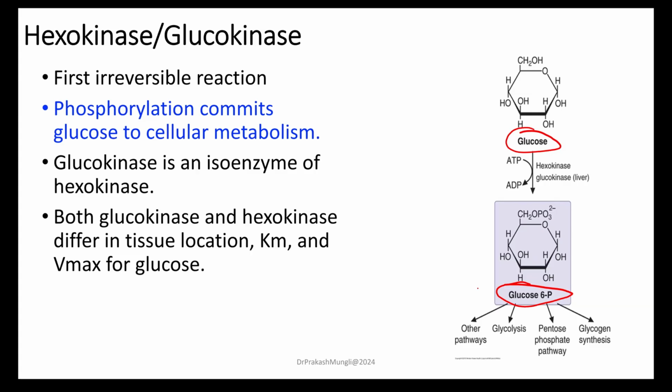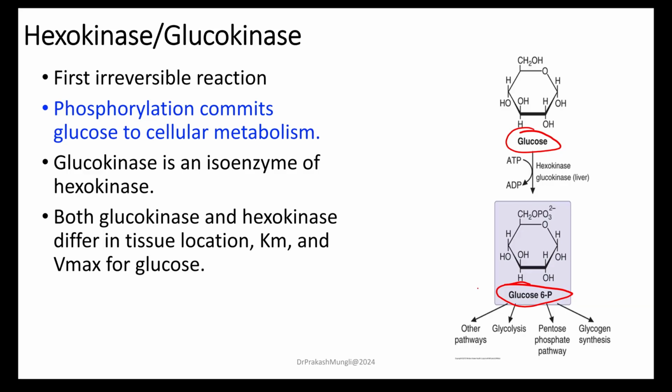Then what is the meaning of hexokinase? Glucose is a hexose, meaning it has 6 carbons. As you see, there are 6 carbons in a glucose. So hexokinase is a general enzyme, meaning all hexoses. Glucose is not the only hexose. You have mannose, galactose, fructose. These are all hexoses. So hexokinase can add phosphate to all these hexoses.